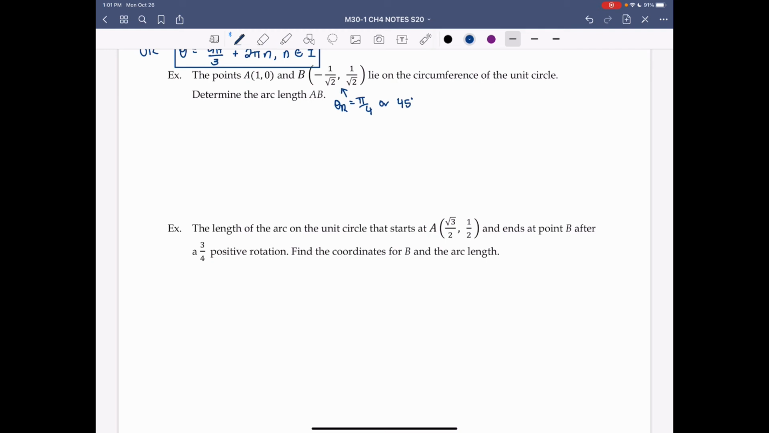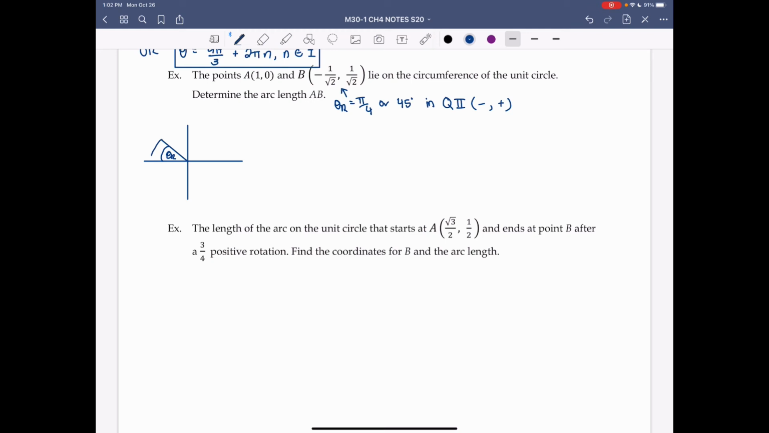It also tells us the quadrant, because the x value is negative and the y value is positive. So it's in quadrant 2. Let's draw a diagram. We have a reference angle of 45 degrees, or pi over 4, in quadrant 2.